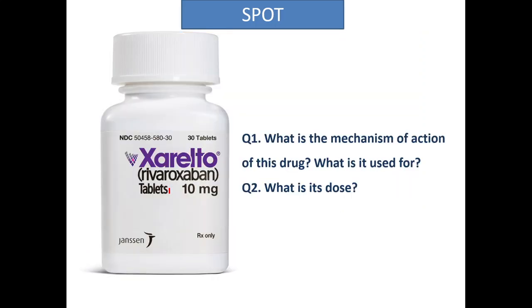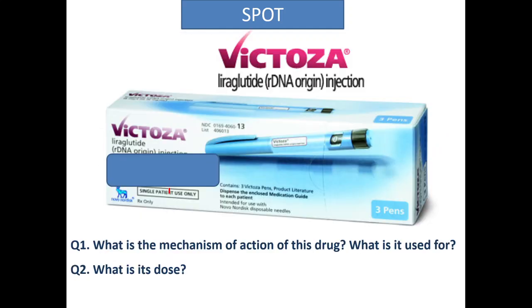Third drug, rivaroxaban: mechanism of action, used for, and the dose. Another drug: mechanism of action, used for, dose. Liraglutide. In all the spotter sets, this question is always there. Liraglutide.